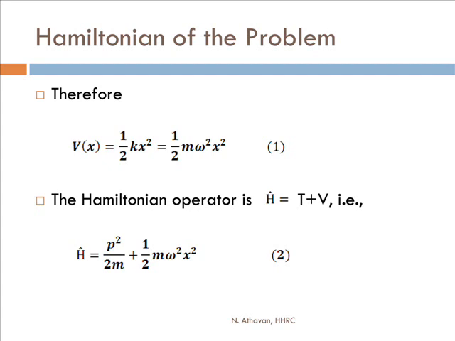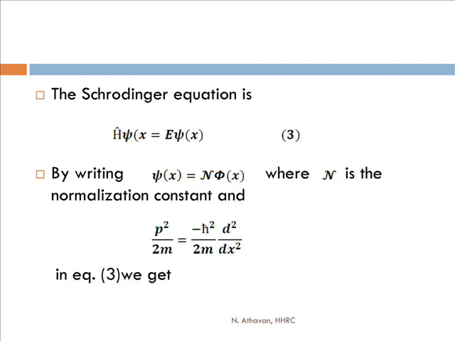Before forming the Schrodinger equation of the problem, we write the Hamiltonian operator, which is nothing but the sum of kinetic and potential energies. P square by 2m is the kinetic energy and half m omega square x square is the potential energy. The general form of the Schrodinger equation is H psi is equal to E psi, where H is the Hamiltonian operator and psi is the wave function, E is the energy eigenvalue of the problem.